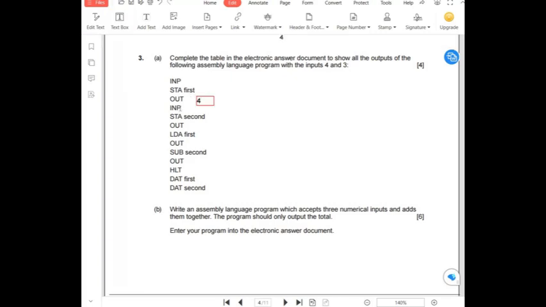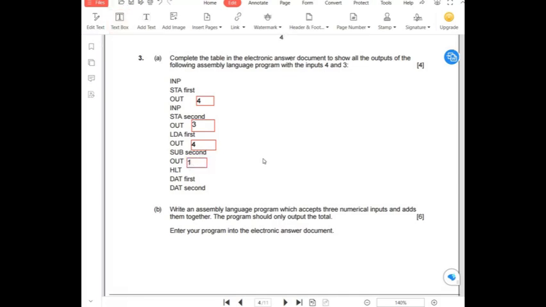And then let's say we want to input the second number, which is our 3. We're going to store 3, and we're going to output, guess what? 3. Okay? So we've got 4 and 3. And then what we want to do is load 4, which means we're going to output 4. And then we're going to subtract the second from the first. So 4, take away 3. And then the output is just going to be a 1.